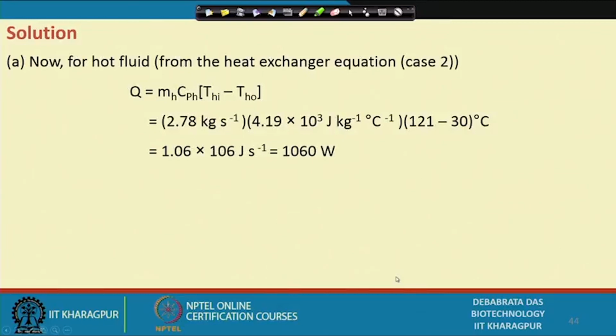Then we have the equation. What is the equation we have? Q equal to... we shall have to find out the rate of heat transfer. So, we have m_h Cp_h (T_hi minus T_ho). So, we can easily find out how much heat is given by the hot fluid; that you can calculate.